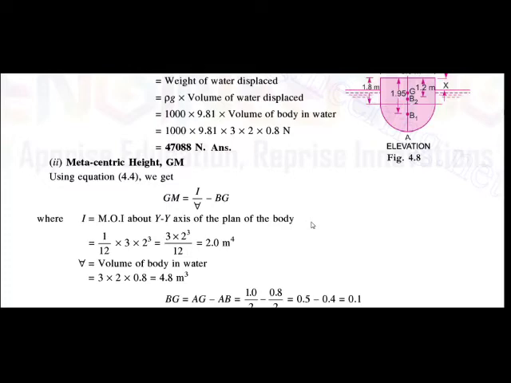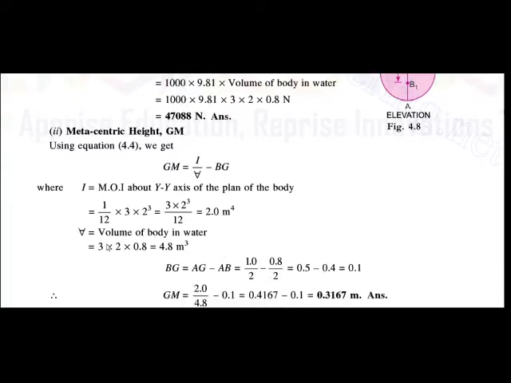So which is equal to 1 upon 12 dh cube. Okay, so by putting this we get 2 meter raised to 4 as the value of I. Then we have to calculate the volume of the body in the water, which is submerged in the water.